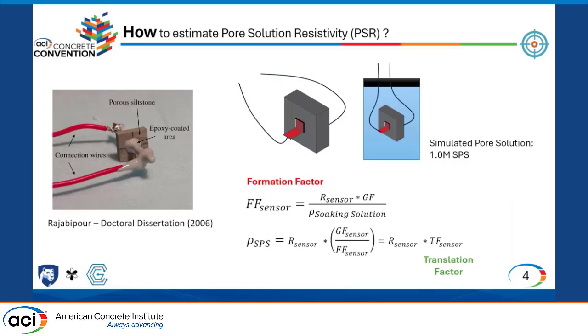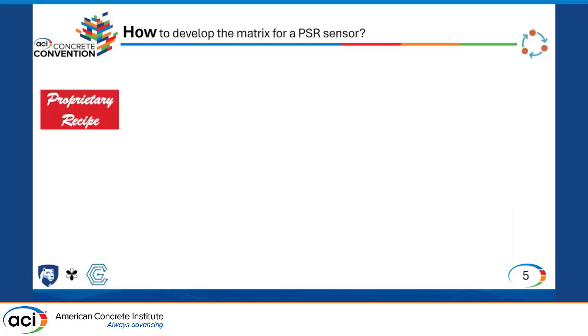And by tweaking the equation, whenever I want to predict the pore solution resistivity through the sensor, I only have to multiply the sensor reading, the resistance, by a constant factor which we call the translation factor. This needs lots of monitoring, so it is a very sensitive measurement, and it is affected by the environmental conditions and the moisture content. So we had to do lots of testing to prove this.